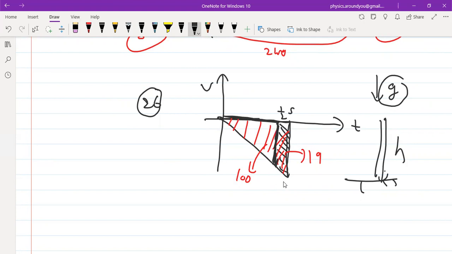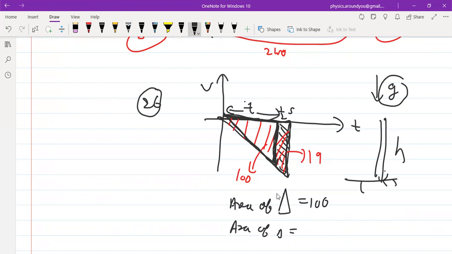Area of a similar triangle. We should note that the small triangle and the big triangle are similar. Let this time be t. The area of the big triangle is 100. The area of the small triangle is the area of the big triangle minus the area of the black portion, which is 100 minus 19, 81.